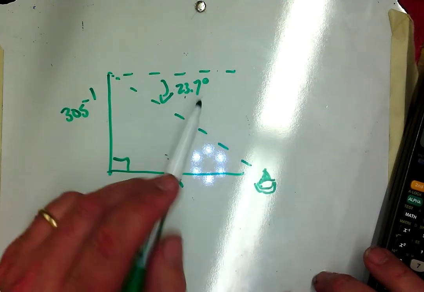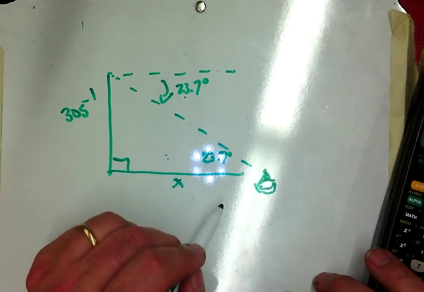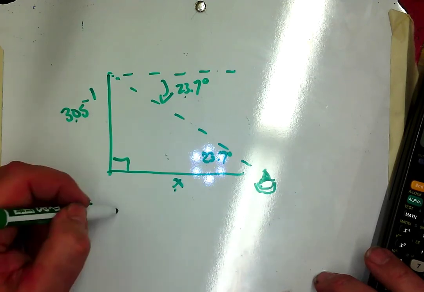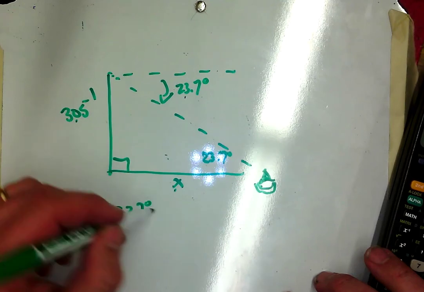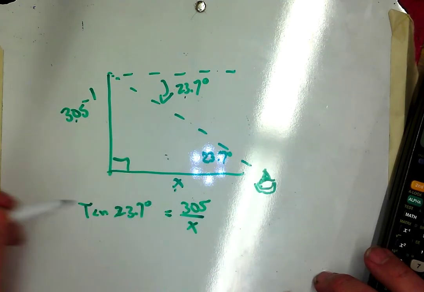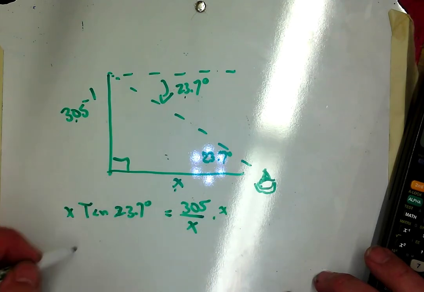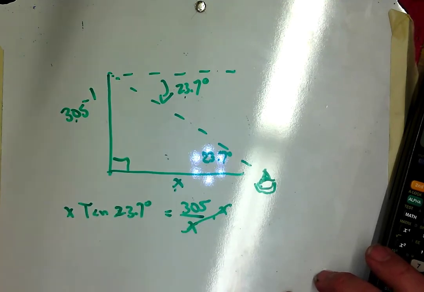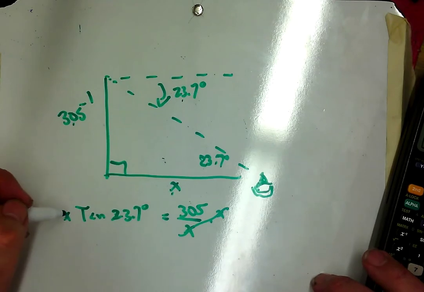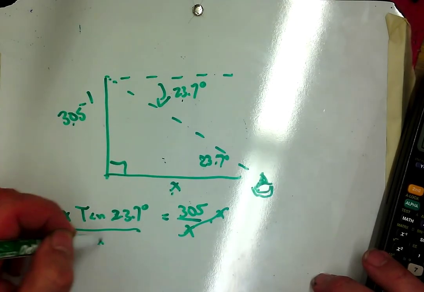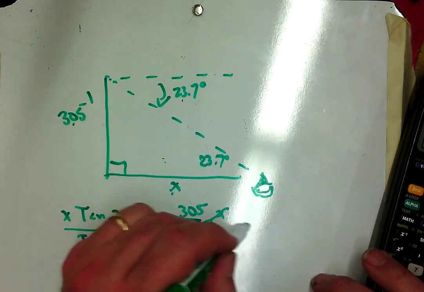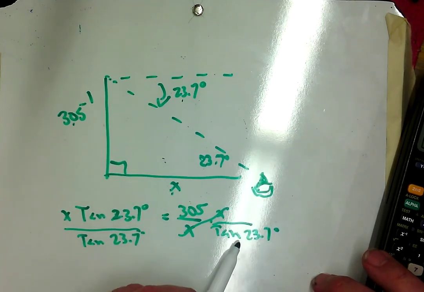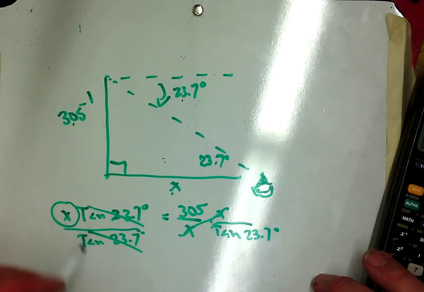Well, remember that the angle of depression and the angle of elevation are the same. And again, we've got opposite, we're looking for adjacent. I think this is an opportunity for tangent. Tangent of 23.7 degrees equals 305 over x. If I multiply both sides by x, I get x tan 23.7 equals 305, but I want to get x by itself, so I'm going to need to divide by tangent 23.7 degrees. So 305 divided by tangent 23.7 would be what x is.